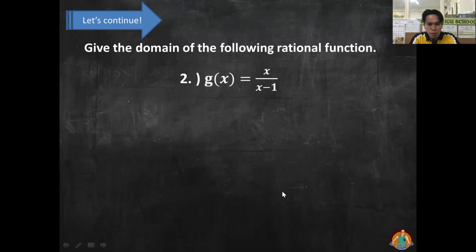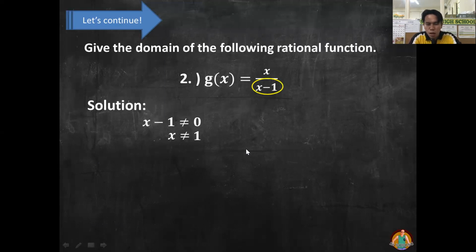Our g of x is equal to x over x minus 1. So, let's have our solution. Again, yung denominator natin ay hindi dapat mag-equal to 0 kapag pinalitan ng value ng x. So, ibig sabihin, our denominator, x minus 1, must not be equal to 0. So, yung gagawin natin, we will just transpose negative 1 sa kabilang side. So, we'll have x is equal to 1. So, ibig sabihin, our x must not be equal to 1. Okay? So, our x is not equal to 1.